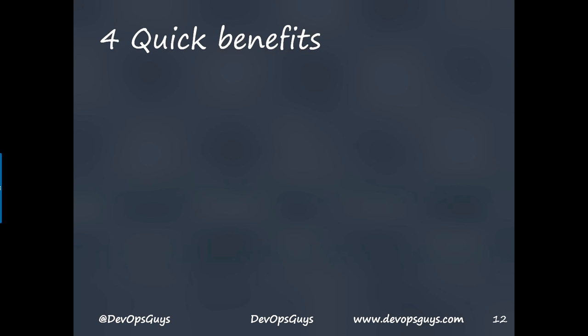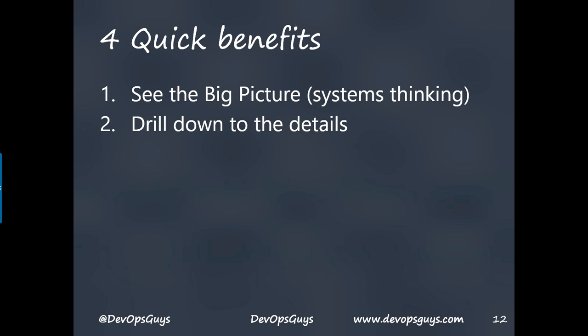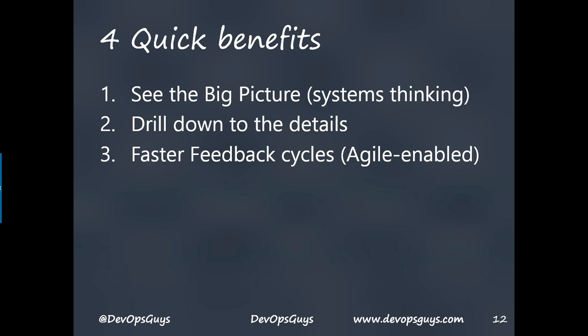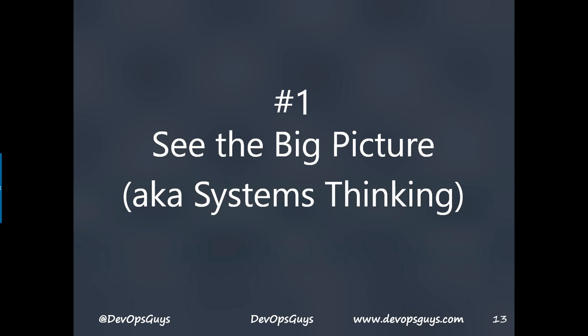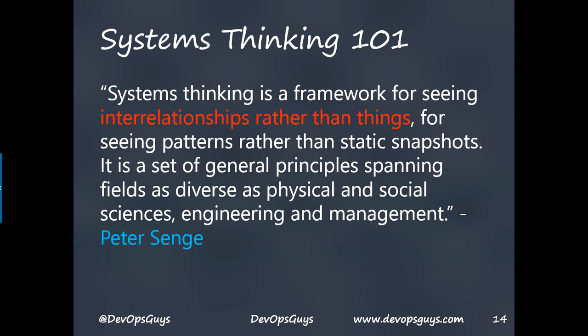So benefits of APM, 4 quick benefits: seeing the big picture, drill down to the details, faster feedback cycles, so agile enablement, and stop the blame game. And then we'll quickly talk through each one of these with some real-life examples from customers that we've worked with and how we've addressed some of these problems using AppDynamics.